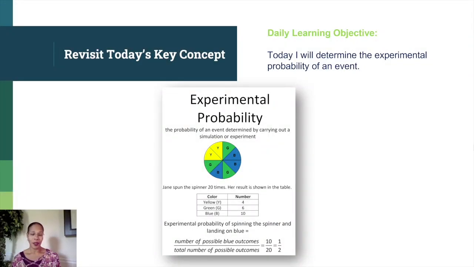So as we prepare to conclude today's lesson, let's revisit our learning objective and our key concept. So our learning objective was to determine the experimental probability of an event. And we learned that experimental probability is determined by carrying out an experiment or a simulation.